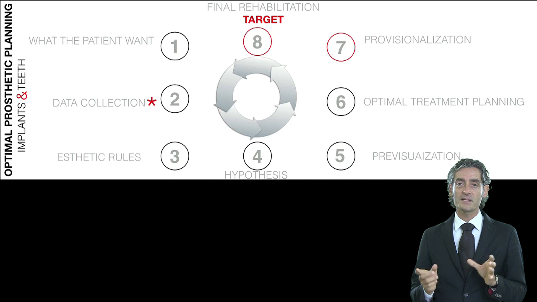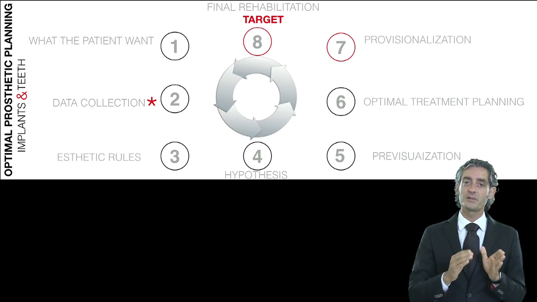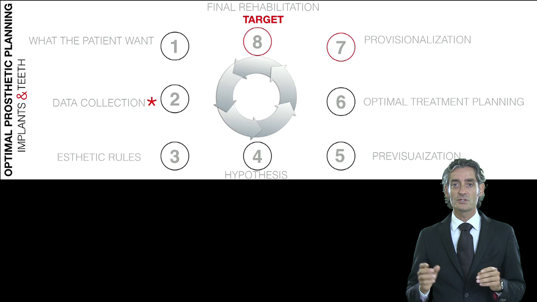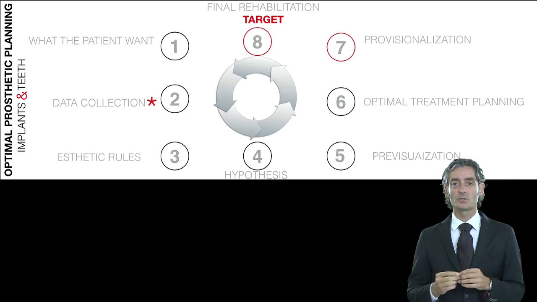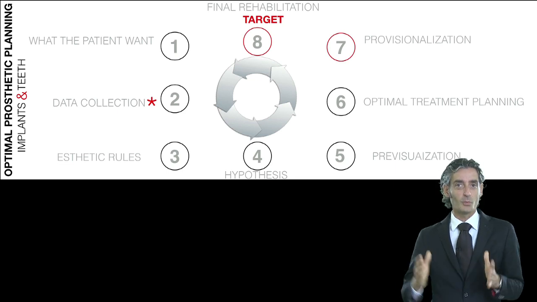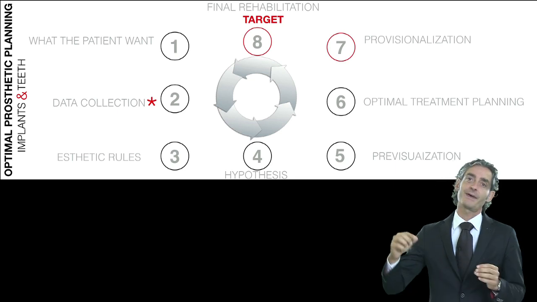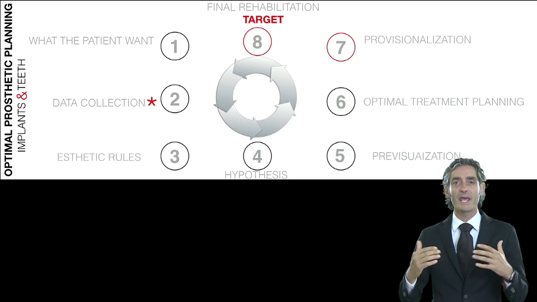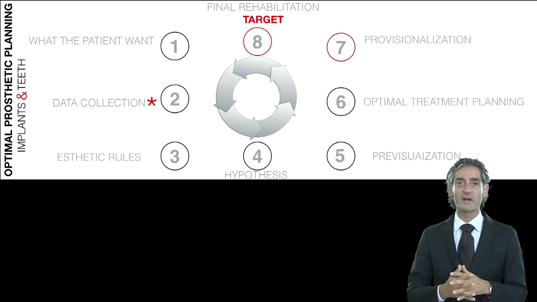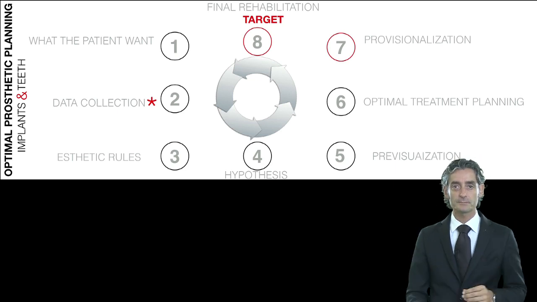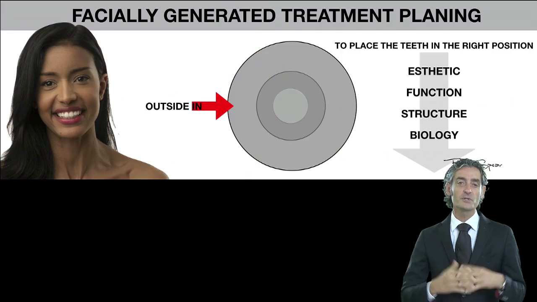In the red circle, the provisionalization and the target are the irreversible phases. So it means that until we don't touch anything in the mouth, until we haven't used our scalpel or our burs to prepare something, we can get back. And if the patient is not happy about what we give as an idea of the final result, we can work on that. So consider our treatment plan.